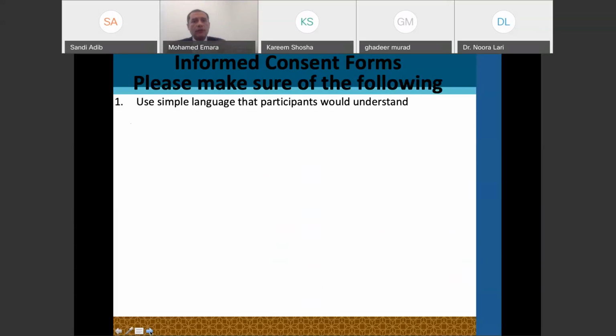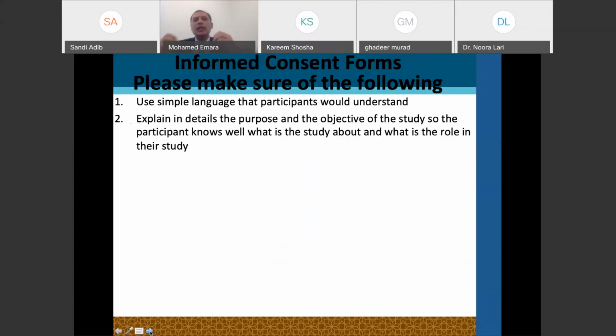So for the consent forms, please make sure of the following: use simple language the participant would understand. Keep in mind, those are not scientific people. Those are laymen. They don't understand the very sophisticated language we talk about in science. Be as simple as you can for them to understand what this research is about. Explain in detail the purpose and objective of the study, so the participant knows what will happen to them in the study. What is his or her role in the study?